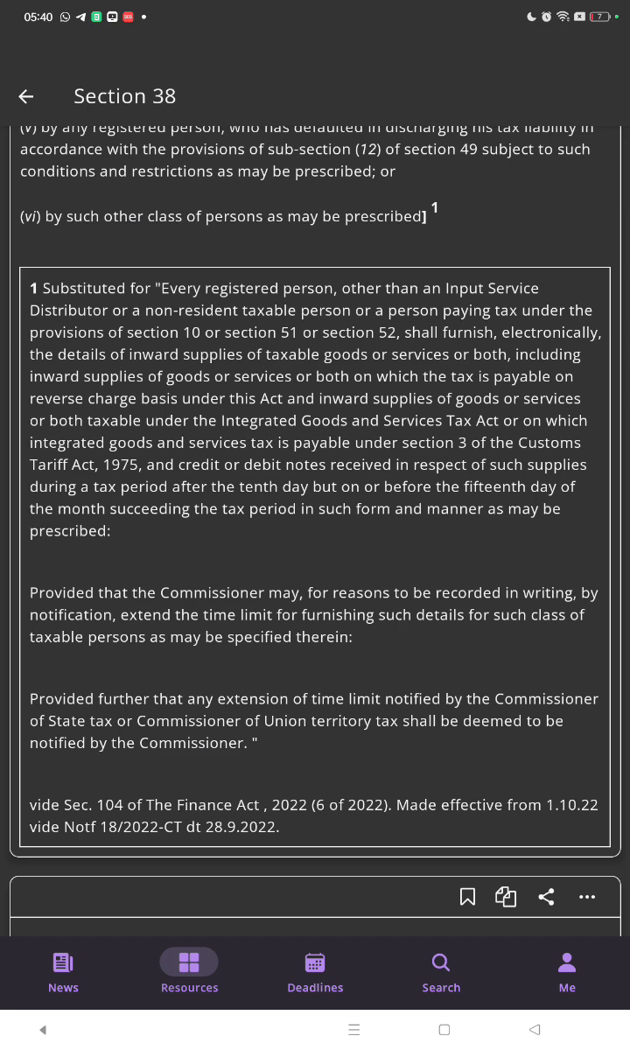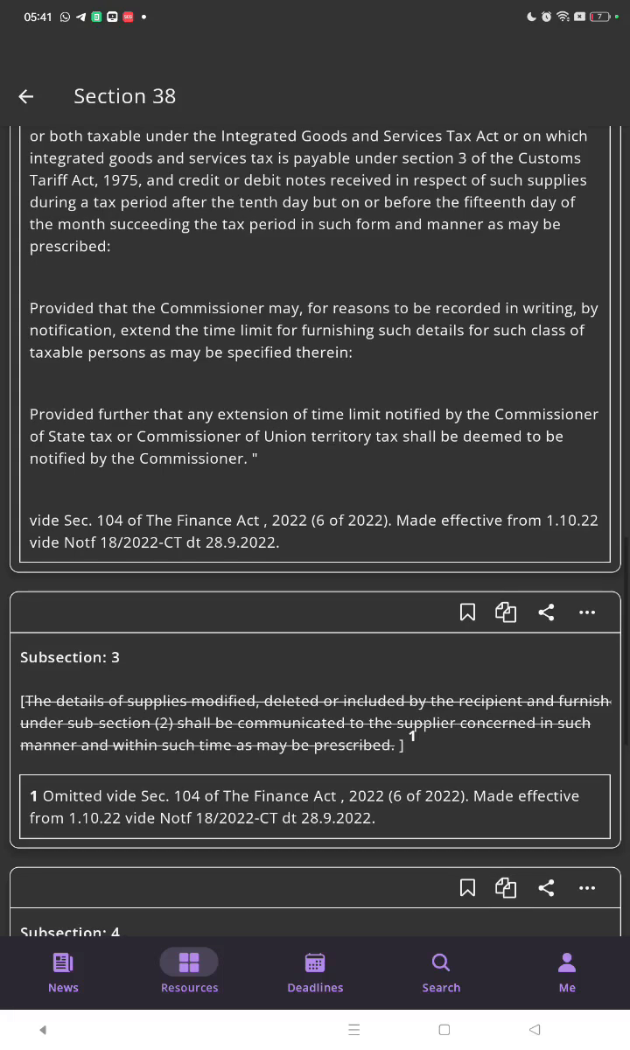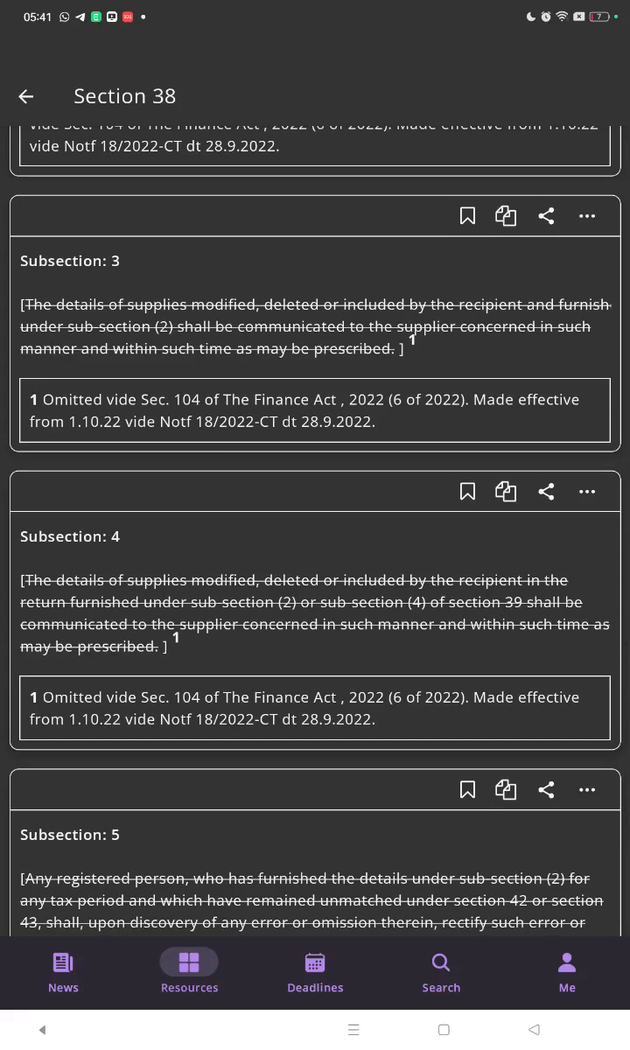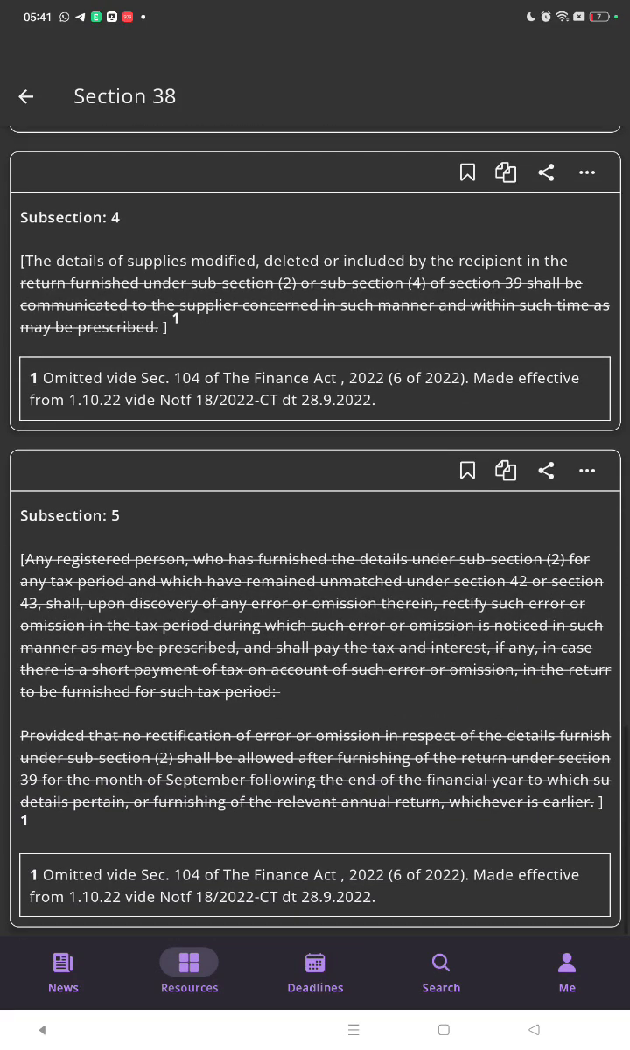In such form and manner as may be prescribed, provided that the Commissioner may, for reasons to be recorded in writing, by notification, extend the time limit for furnishing such details for such class of taxable persons as may be specified therein. Provided further that the extension of the time limit notified by the Commissioner of State tax or the Commissioner of Union Territory tax shall be deemed to be notified by the Commissioner. Sub-section 3 omitted, sub-section 4 also omitted, sub-section 5 also omitted.